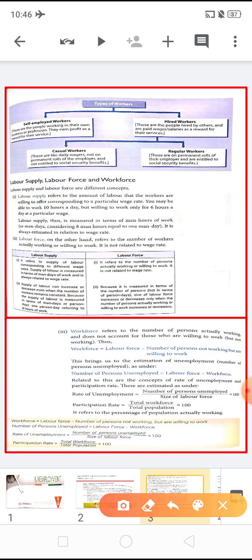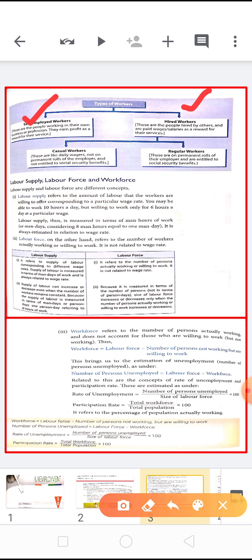So, in short, we can understand that self-employed workers are those workers who are working in their own business or professions. They are earning profits as a reward for their own services, whereas hired workers are the people who are hired by others, and they are paid wages or salaries as a reward for their services.